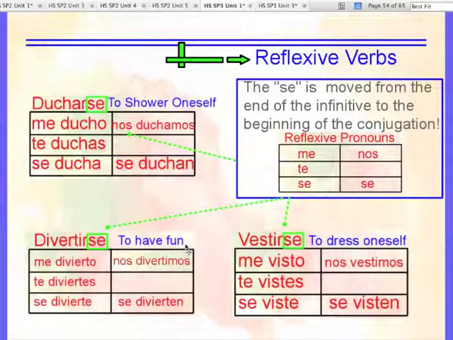Divertirse, to have fun. Right? When you have fun, it's literally you are making the decision or allowing yourself to have fun. You're smiling on the outside, maybe on the inside as well. Vestirse, to dress oneself. Nos vestimos. A nosotros nos vestimos. We dress ourselves. Ellos se visten. They dress themselves.